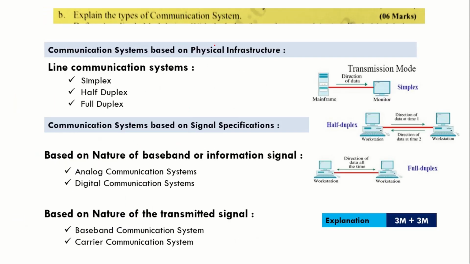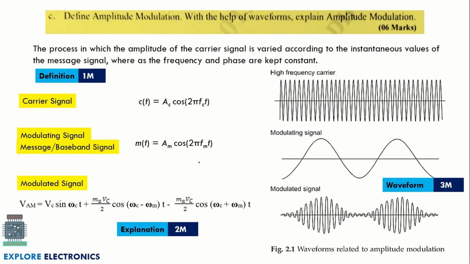And explain the types of communication system. Different types of communication system can be categorized based on the physical infrastructure as well as signal specification. So these are the different communication systems: simplex, half duplex and full duplex. Here I have given the block diagram also. And analog communication, digital communication, baseband and carrier communication are the different types. You can list them out and explain in brief for 6 marks.